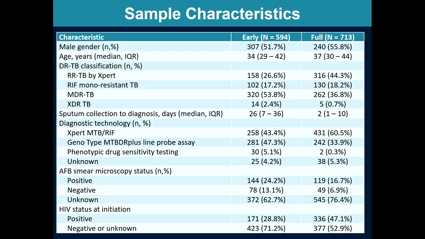For our smear positives, this number is lower than what has been previously reported, and that's normally around 45, 46%. However, we had a lot of missing and unknown microscopy status in the data set. For HIV positive, particularly for the full cohort, this was close to what has been reported nationally. Here we report 47%, nationally from the electronic drug-resistant TB register it is around 52% for patients that have initiated treatment.